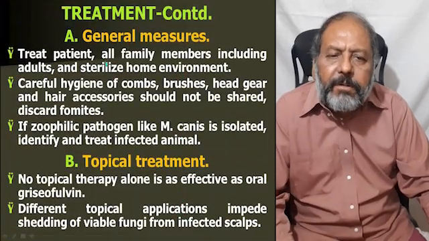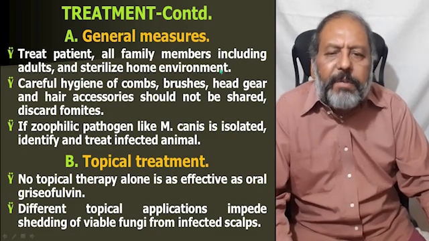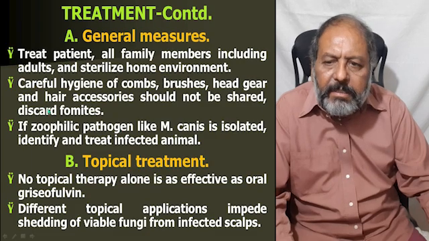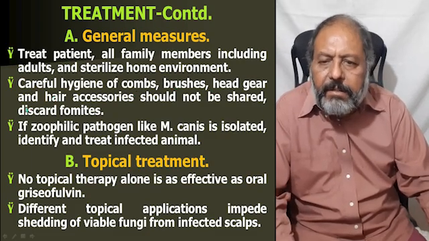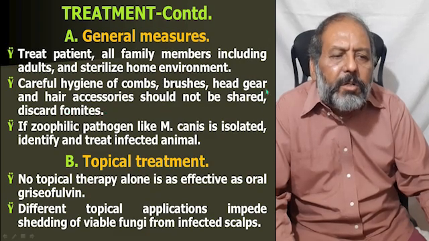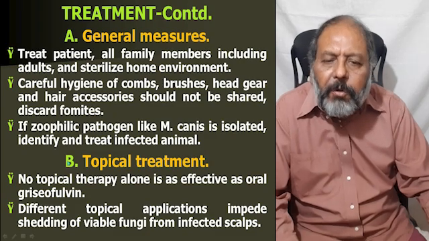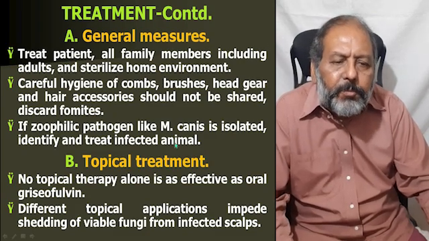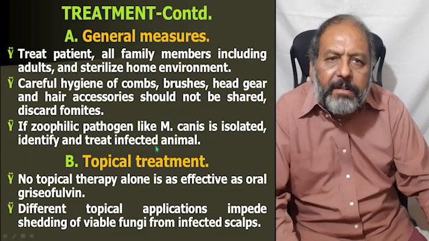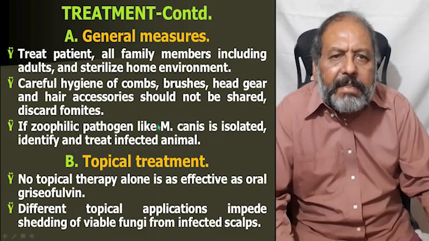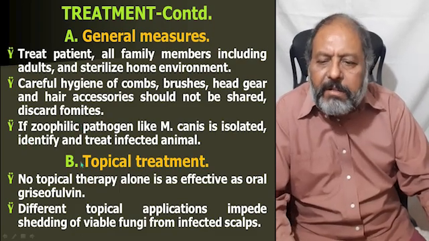Treat all the patients and all family members, including the adults, and sterilize the home environment as part of general measures. Careful hygiene is needed: combs, brushes, headgear, and head accessories should not be shared, and discard the fomites. If a zoophilic pathogen like Microsporum canis is isolated, identify and treat the infected animal from where one can get the infection. The second part of the treatment is topical treatment.